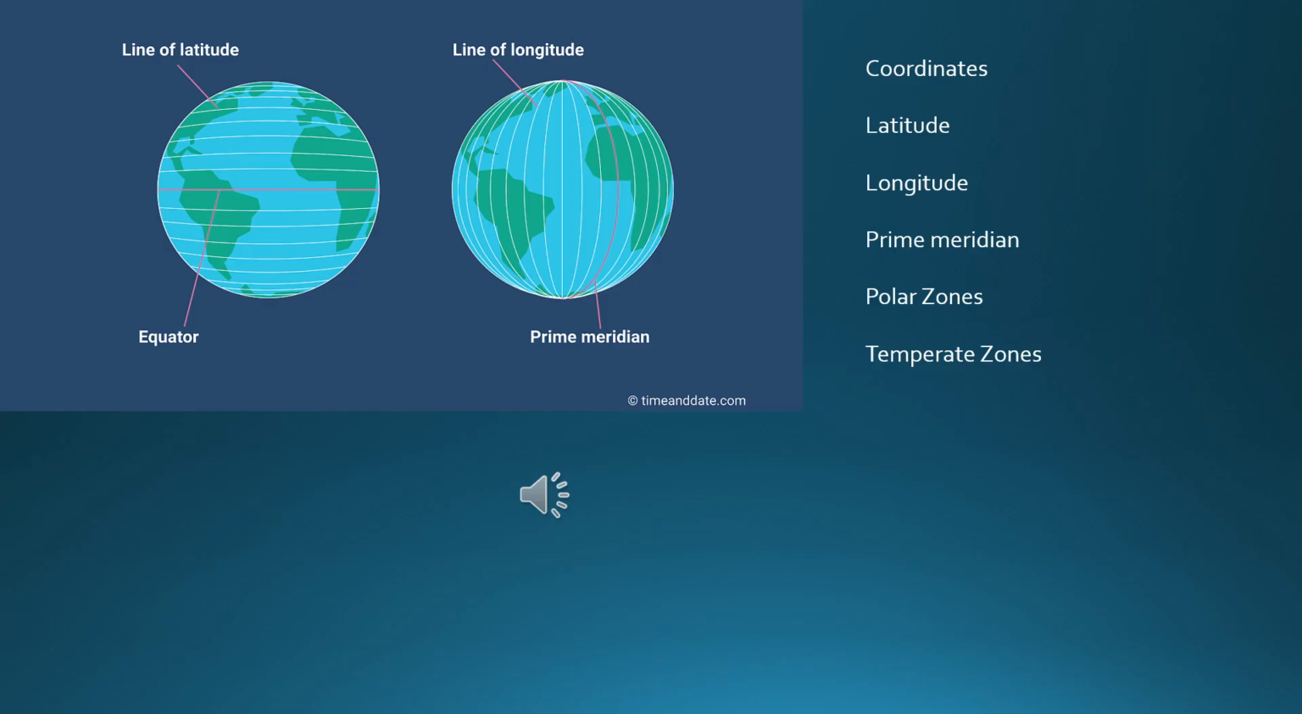And when we look at the different lines of latitude, we can also see that we have the Arctic Circle and the Antarctic Circle, which are at 66.5 degrees north or 66.5 degrees south. And we have the temperate zone, which is an area between the Tropic of Cancer and the Arctic Circle, and the Tropic of Capricorn and the Antarctic Circle. And the Tropic of Cancer is at 23.5 degrees north, and the Tropic of Capricorn is at 23.5 degrees south.